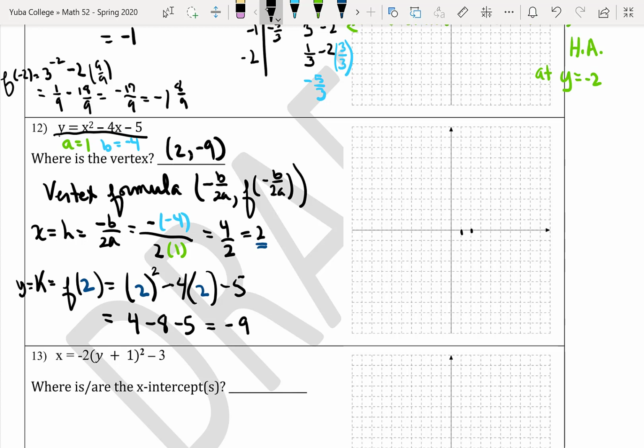Okay, so looking at this, I want to figure out what my y-intercept is. Like we talked about above, our y-intercept occurs when x is 0. So if I plug in 0 for x here, my x terms go away, and I just have -5. So I have a point crossing the y-axis at -5.